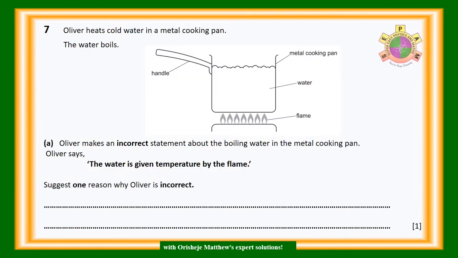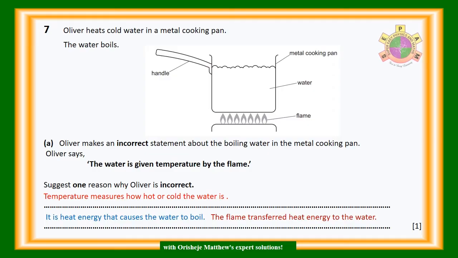Question 7. Oliver heats cold water in a metal cooking pan. The water boils. Question 7a. Oliver makes an incorrect statement about the boiling water in the metal cooking pan. Oliver says, the water is given temperature by the flame. Suggest why Oliver is incorrect. Temperature measures how hot or cold the water is. It is heat energy that causes the water to boil. The flame transferred heat energy to the water.